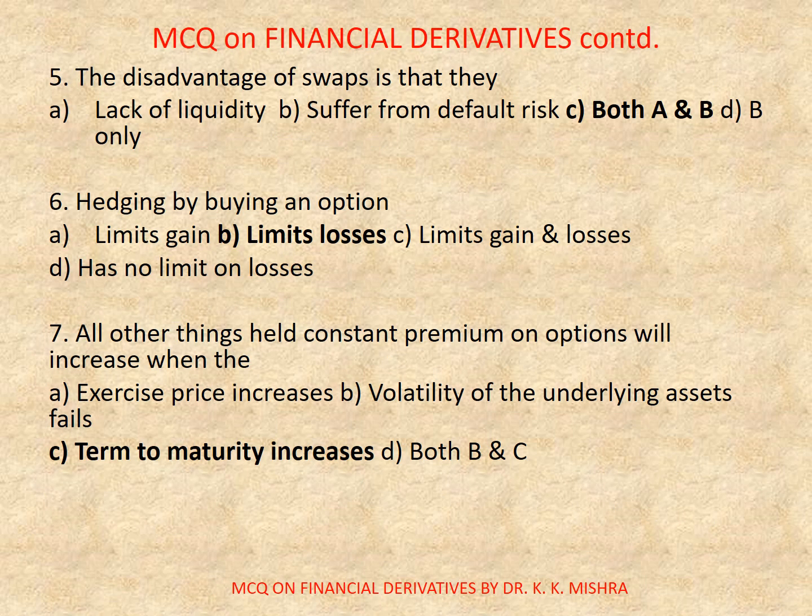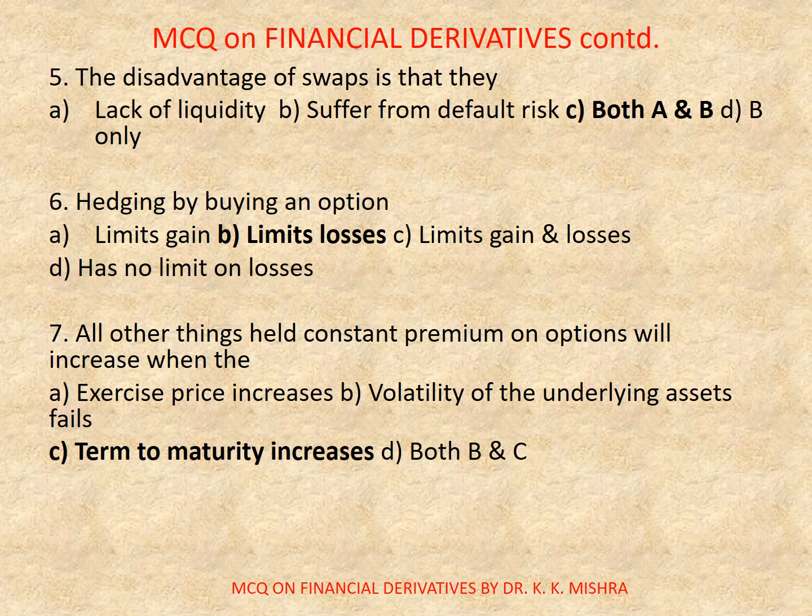Question number 5. The disadvantage of swaps is that they. Options are A. Lack of liquidity, B. Suffer from default risk, C. Both A and B, D. B only. Correct option is C. Both A and B.